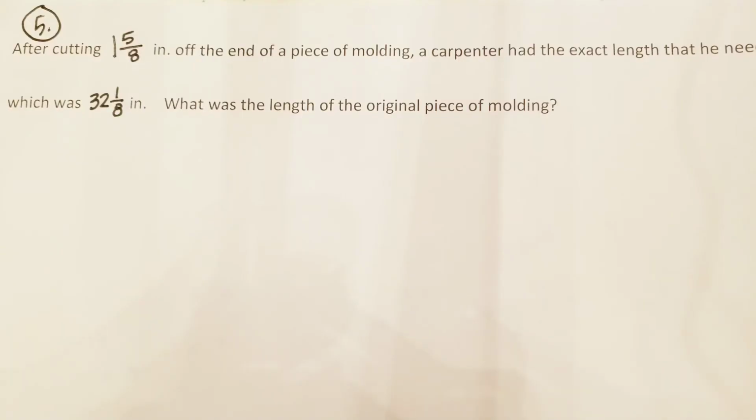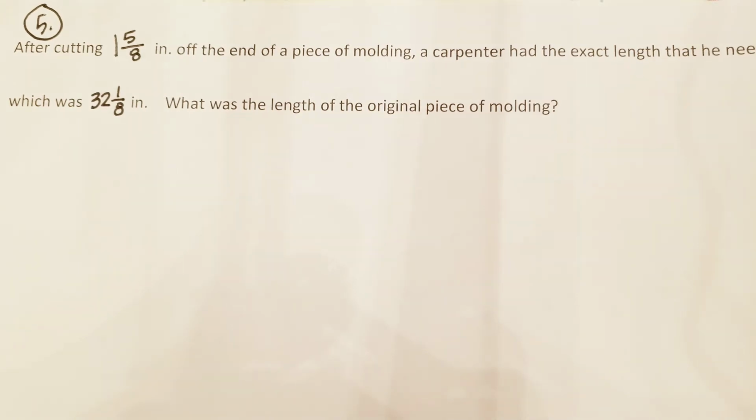Number 5, after cutting 1 5/8 inch off the end of a piece of molding, a carpenter had the exact length that he needed, which was 32 1/8 inch. What was the length of the original piece of molding?